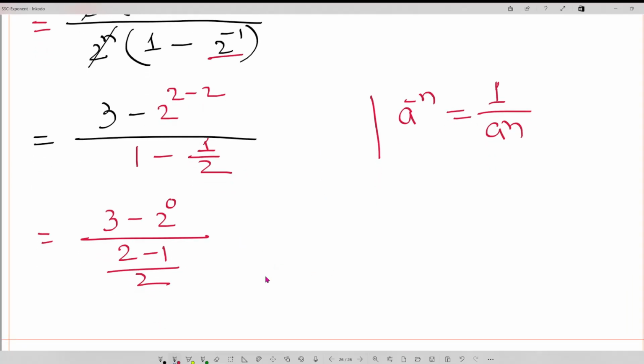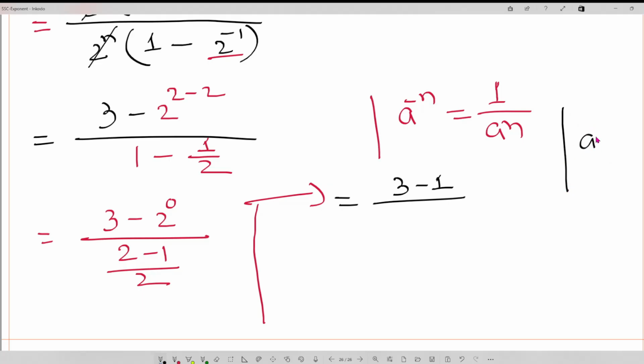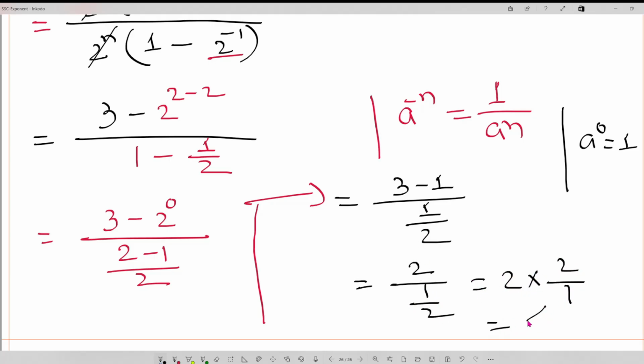Okay, next we can write here 3 minus 1. Why? Because we know a to the power 0 means 1. And here 2 minus 1 is 1 divided by 2. So here 3 minus 1 is 2, over 1 by 2. So we can write 2 times 2 by 1. It means our answer is 4.